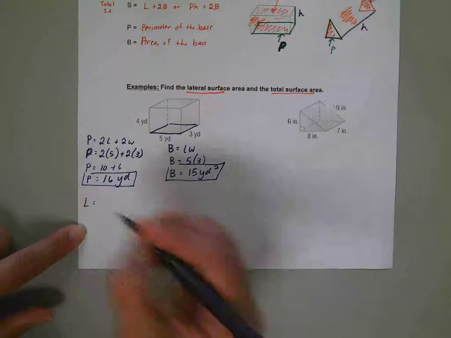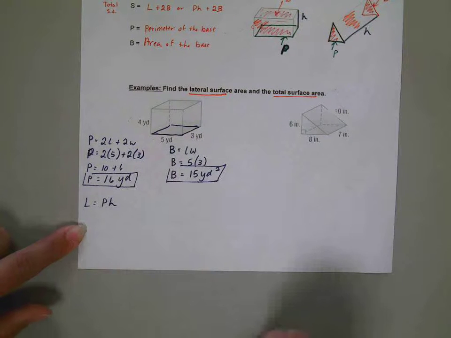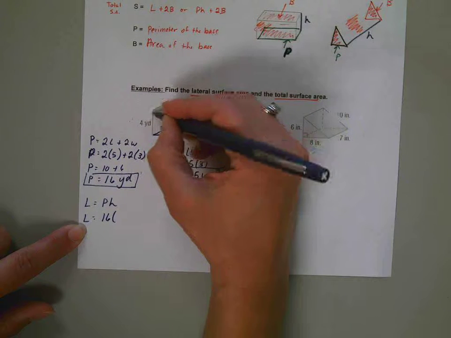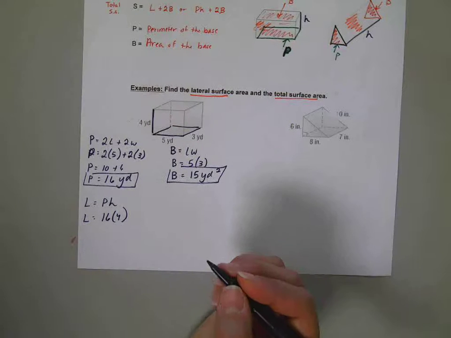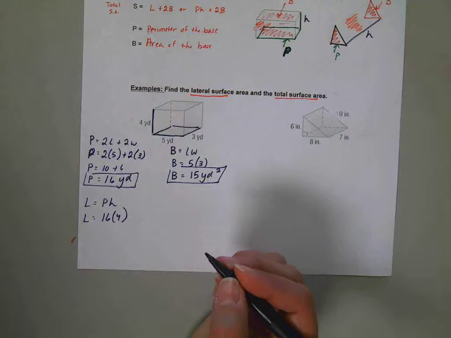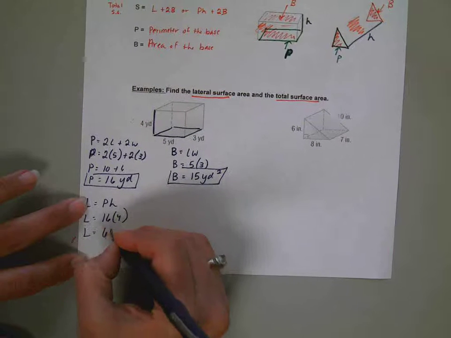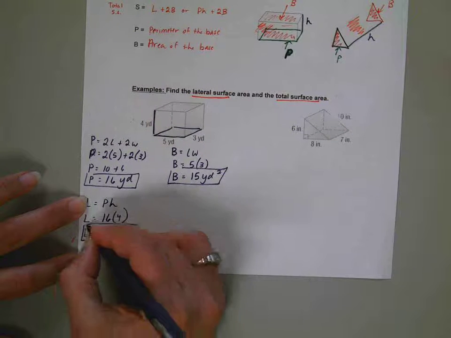So remember that lateral is perimeter times height. So L equals 16 times the height of my prism, which is 4. Okay, so 16 times 4 is 64 square yards. That's my lateral.